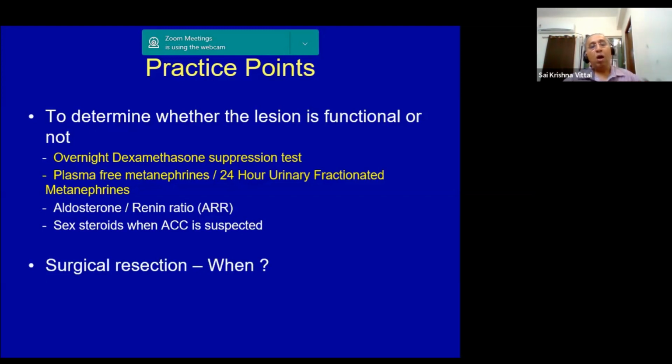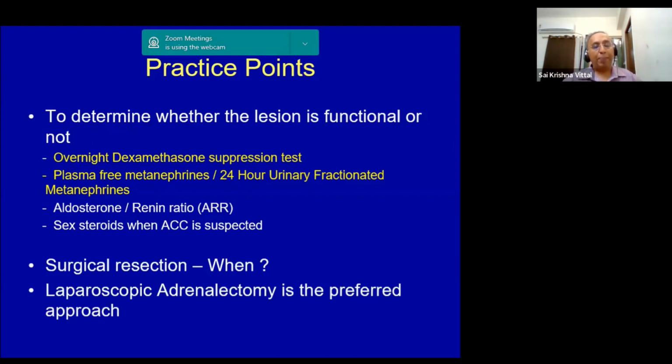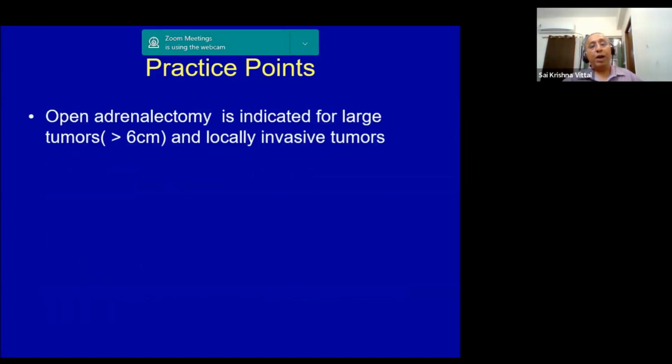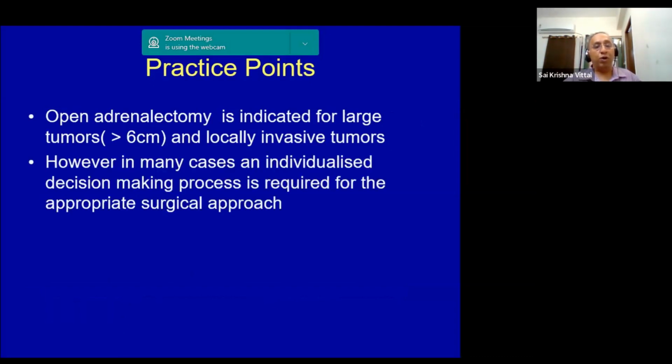Surgical resection: for all hormonally active tumors, or if the size or imaging phenotype raises the suspicion of malignancy, you will do surgery. What is the preferred approach? Laparoscopic adrenalectomy, including retroperitoneal adrenalectomy, for tumors less than 6 centimeter when there is no evidence of local invasion. Open adrenalectomy for tumors more than 6 centimeter and locally invasive tumors. Having said that, one size does not fit all. You will have to individually base your decision on the patient, on the surgeon, on the logistics, and so on.